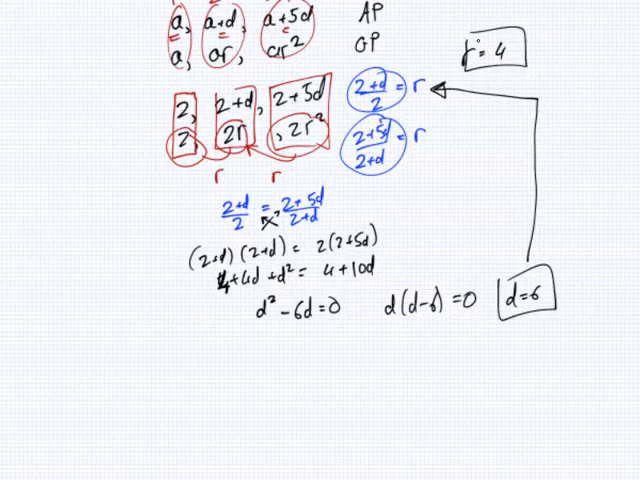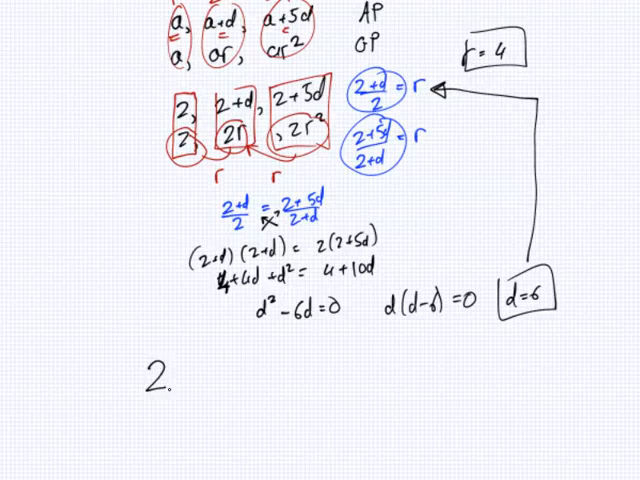Now, let's test this out. What's the first term in the arithmetic? 2. The next term? 8. The next one? 14, 20, 26, 32. First, second, third, fourth, fifth, sixth. I said the first, the second, and the sixth are geometric.